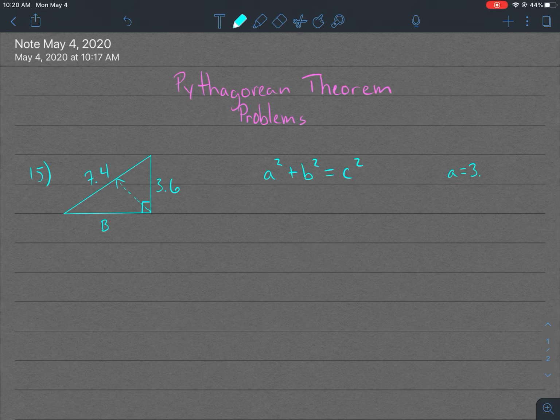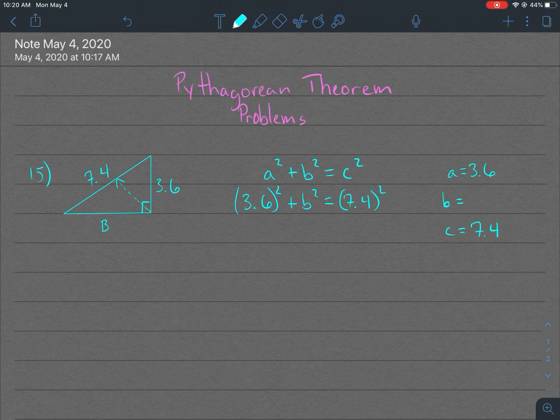Well, we know what a is. A is 3.6. We do not know what b is. And we know what c is. C is 7.4. So plug those numbers in and then solve for b. So a is 3.6, and it's squared, plus b squared equals c squared. Well, c is 7.4, so replace c with 7.4. Square it. Okay. Now this is the part where you're definitely going to need a calculator, or if you so choose to do it by hand, you can.